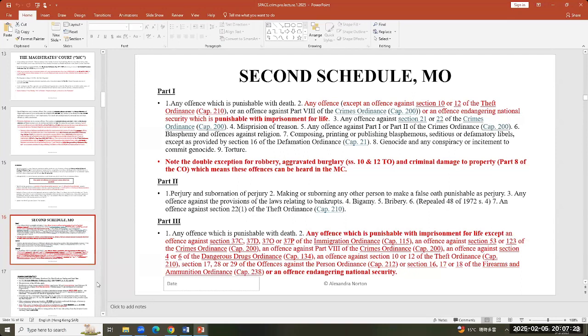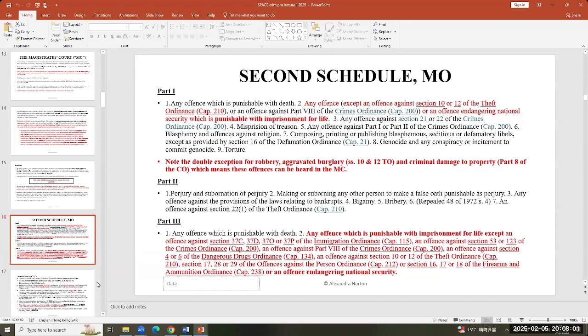So if you have a question about the jurisdiction of the courts and whether a particular offense can be tried in the magistrate's court or not, right? Your starting point is first look at the statutory provision, look at whether it's summary or it's an indictable offense, and all offenses are summary unless they're specified to be indictable. So that's stage 1. Stage 2 is you go to the second schedule of the magistrate's ordinance and you see whether it's the type of indictable offense that can be tried summarily in the magistrate's court.